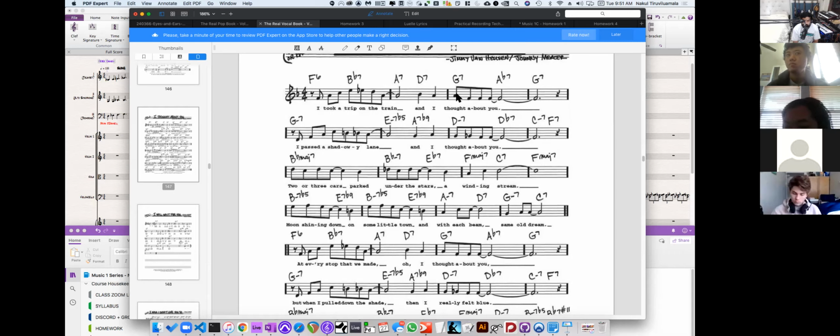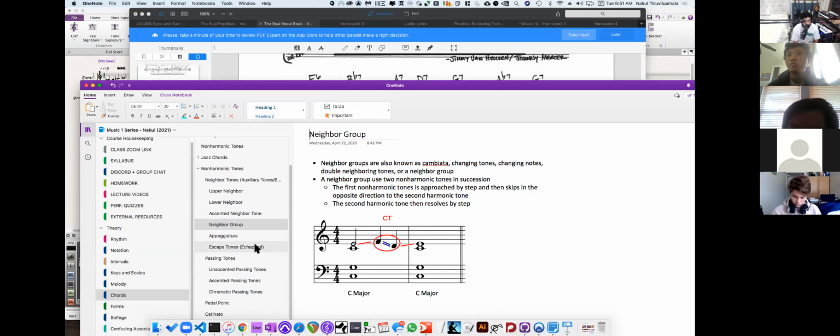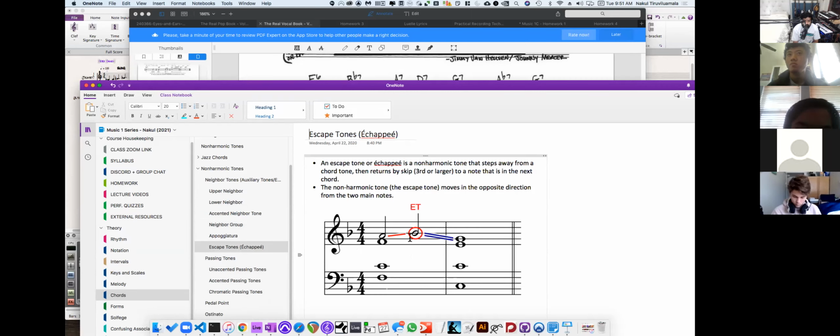So what's something that resolves by leap? There's a term that we have, a melodic construction that resolves by leap. Escape tones.